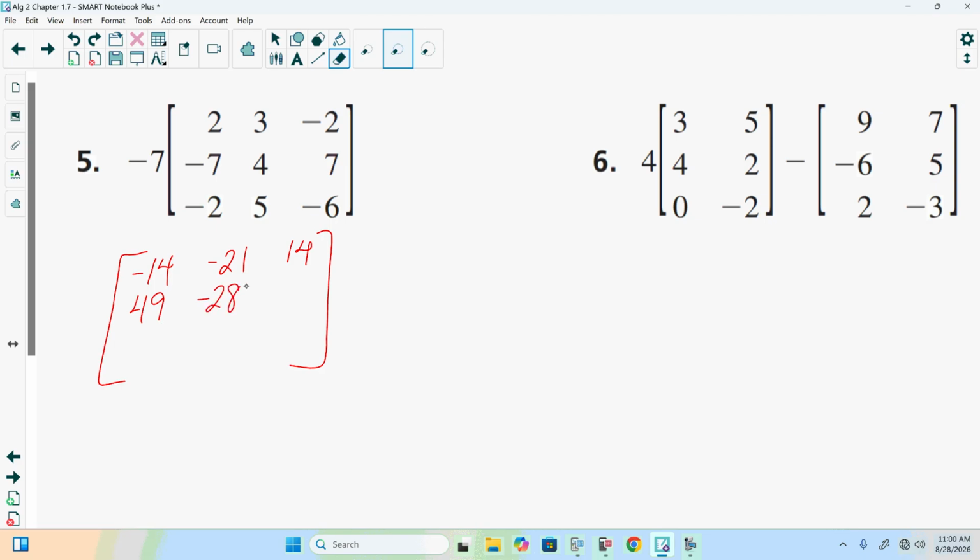Negative 7 times positive 7, negative 49. Negative 7 times negative 2 is 14. Negative 7 times positive 5 is negative 35. And lastly, negative 7 times negative 6 is 42.